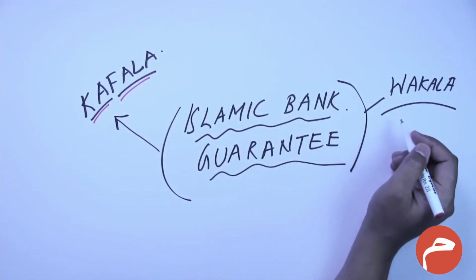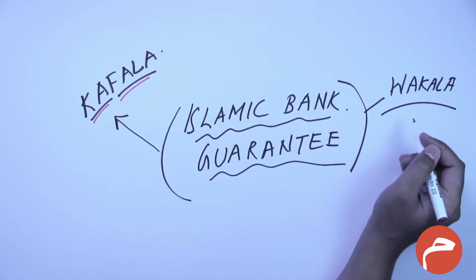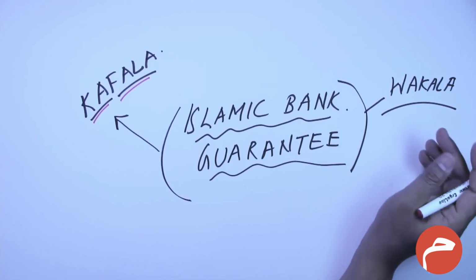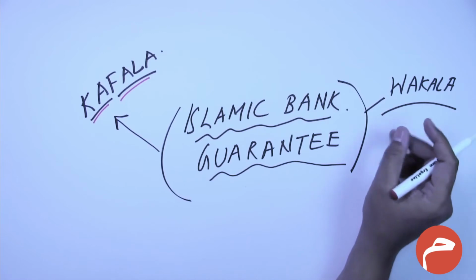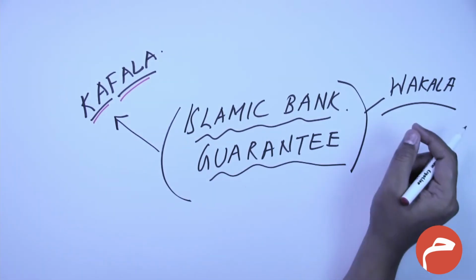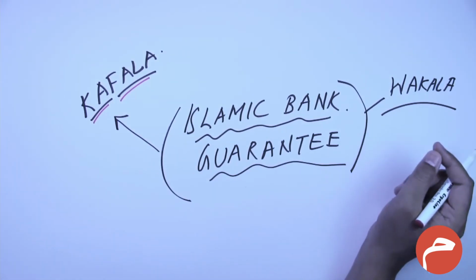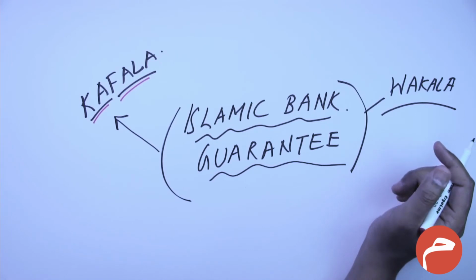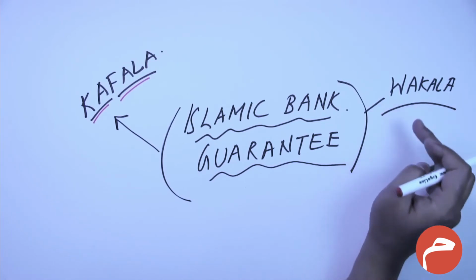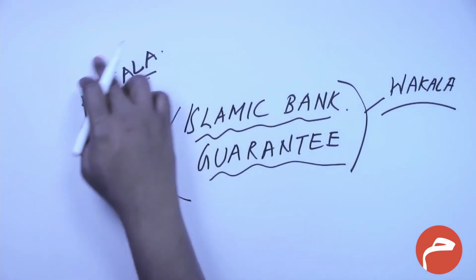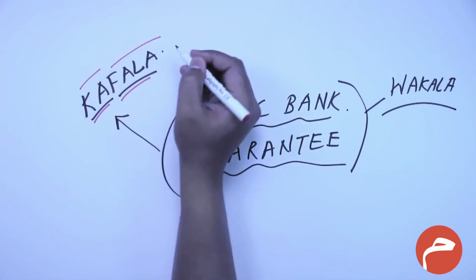So again, let me explain that in a Wakala structure, the bank has the amount which needs to be paid to the exporter in case of default by the importer, already placed by the importer with the bank. So the payment the bank is making to the exporter is not the bank's money, but it is the money of the importer with the bank.